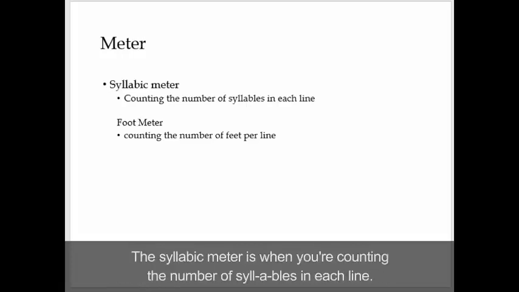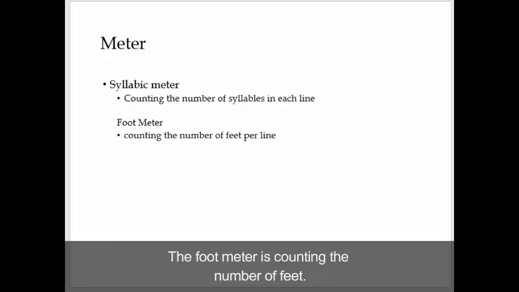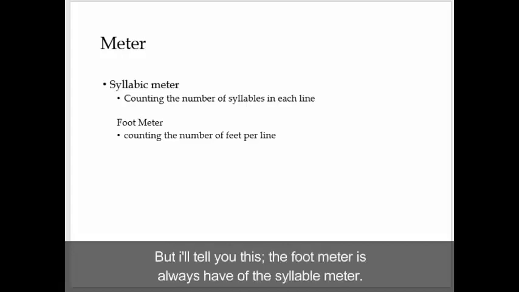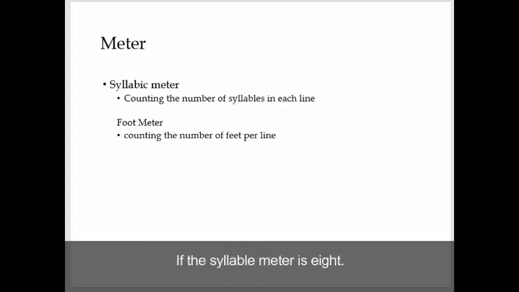The syllabic meter is where you're counting the number of syllables in each line. So you would take one line in the poem and count the number of syllables, and you'd get the syllable meter. The foot meter is counting the number of feet. But I'll tell you this, the foot meter is always half of the syllable meter. So if the syllable meter of a poem is 10, the foot meter is 5. If the syllable meter is 8, the foot meter is 4.